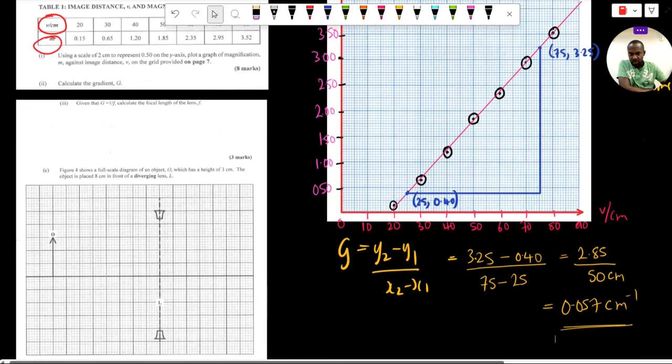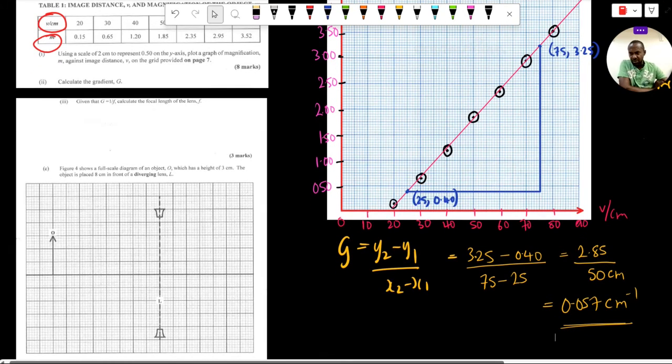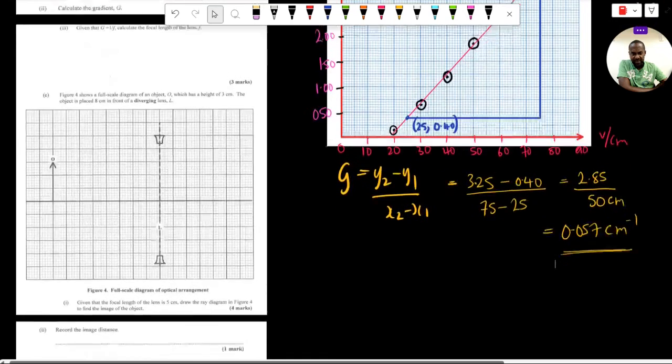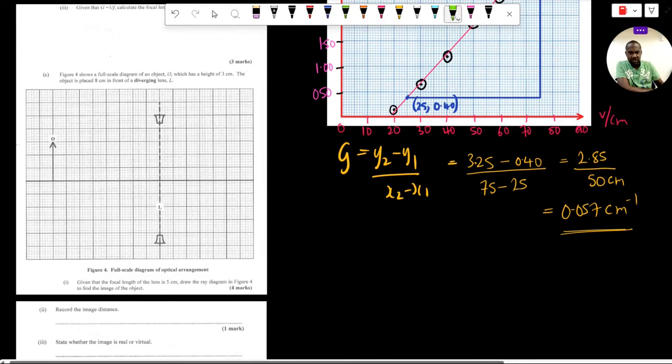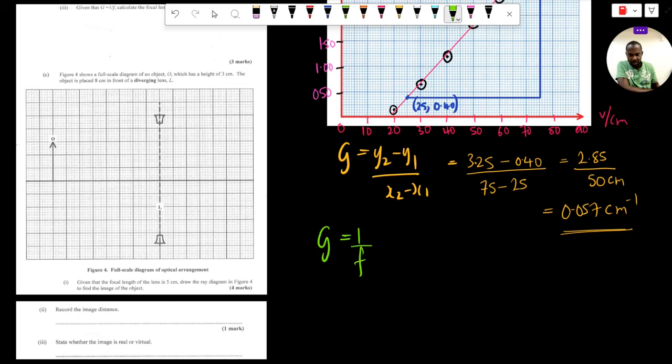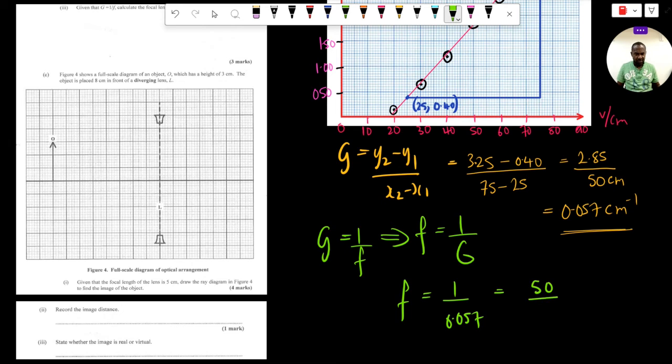Now, the next part of the question says, given that gradient G equals 1 over F, calculate the focal length of the lens F. So what we're told is this. The gradient G is equal to 1 over the focal length. And therefore, what this means is that the focal length F is equal to 1 over G. And so we see that F is equal to 1 over 0.057, which of course would be the same thing as 50 divided by 2.85.